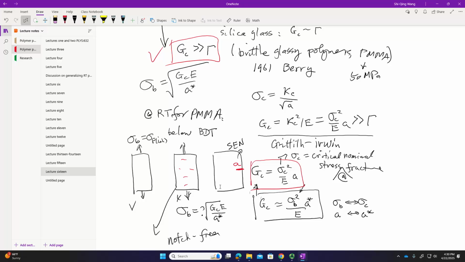For your dear polymers, I want to say two things unrelated. For polymers, GC is much larger than gamma. And separately, polymers, I have not given you the proof, but I will in the future. Polymers are flaw tolerant, or do not get the strength you get not because of flaws. So these are completely two separate statements.